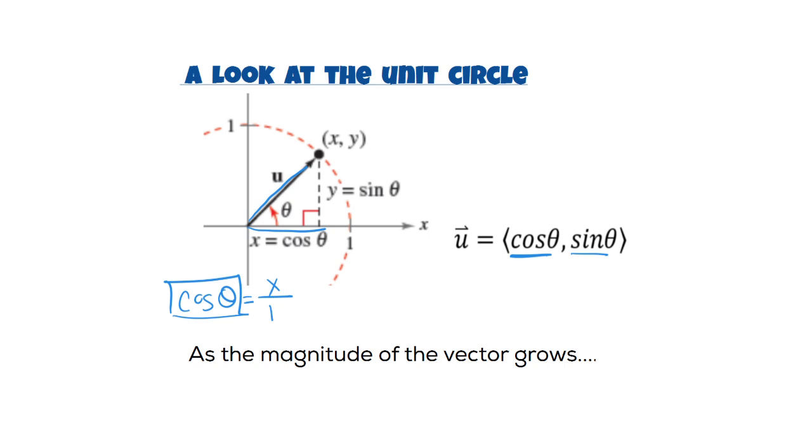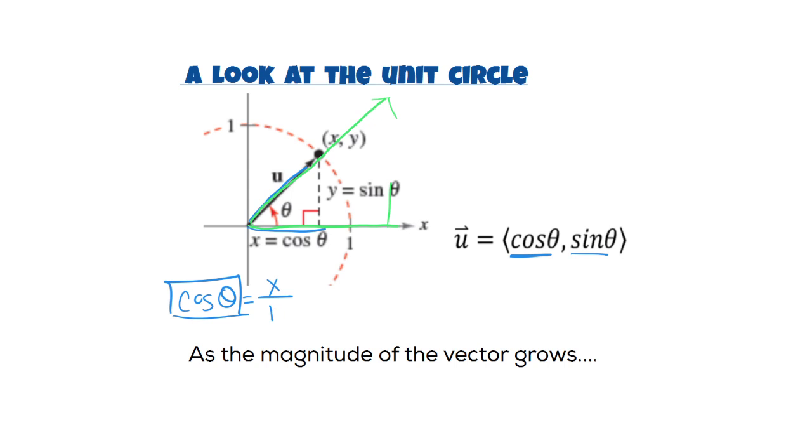Now, what's going to happen as your magnitude grows? If I wrote the unit vector in component form, it would just be cosine theta, sine theta. But if it's not a unit vector and it extends farther out and the magnitude grows, that's going to make your x and your y grow also. So now your cosine theta is x over, and it's not going to be over 1 anymore, because this is no longer a magnitude of 1. It's longer. So whatever the magnitude of that vector is would now be your denominator.